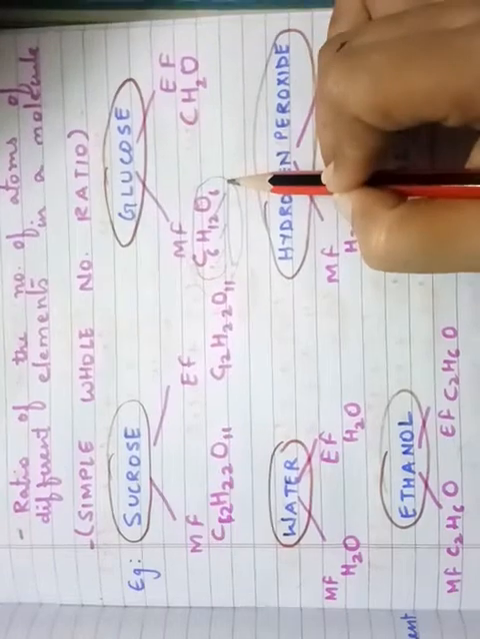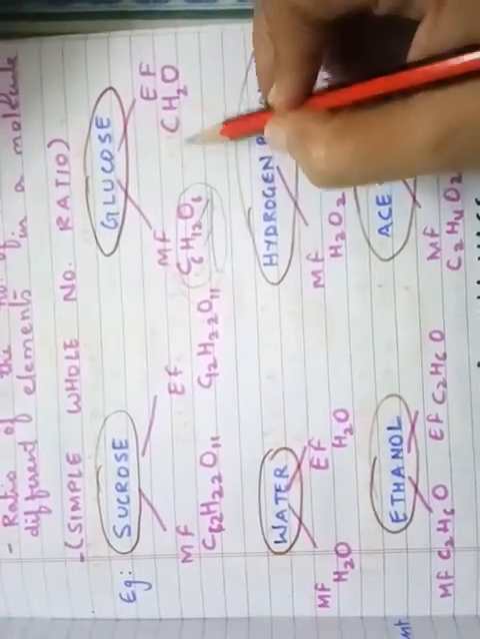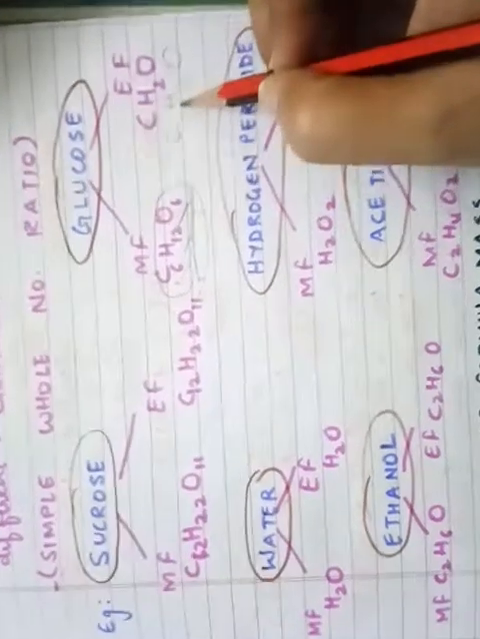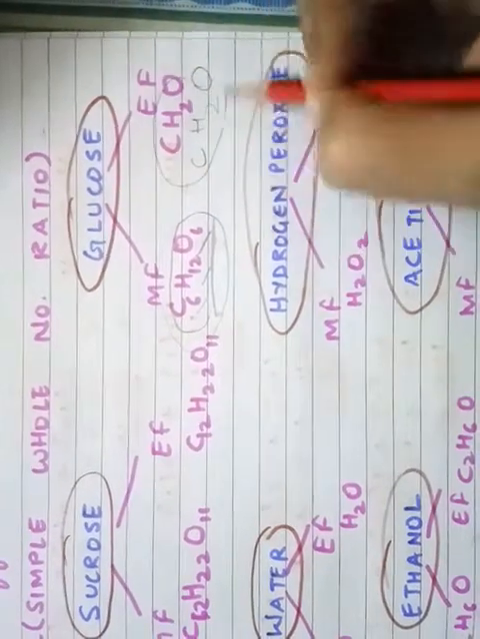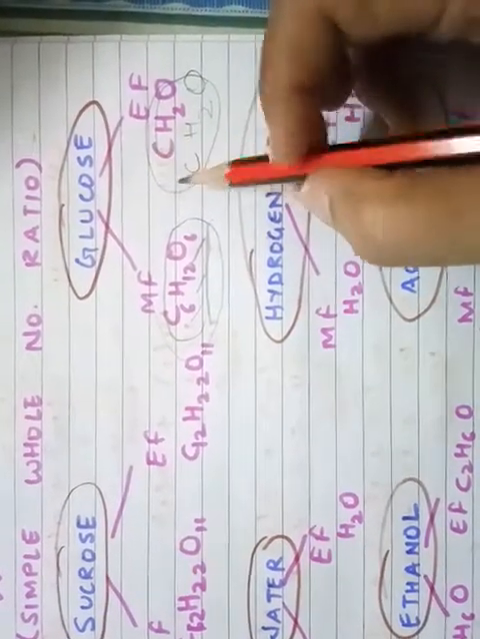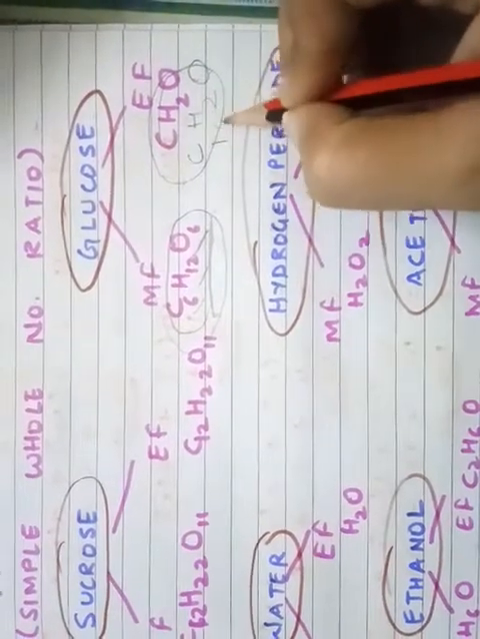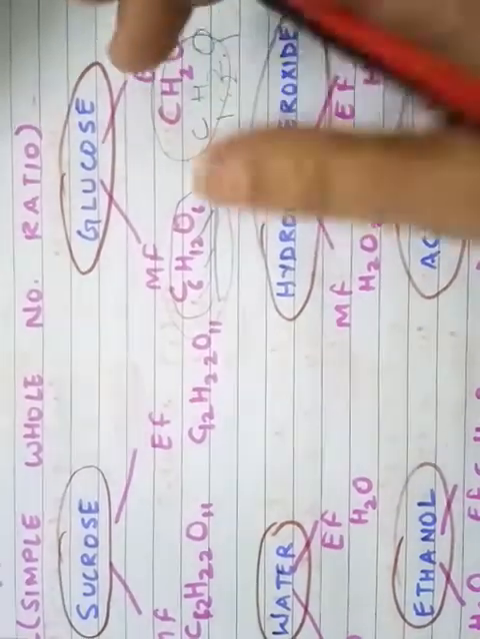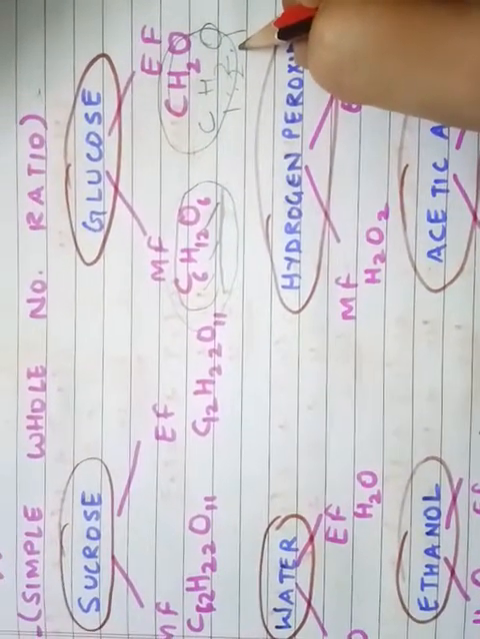Now here you can see the simple multiple. You have a common multiple over here, 6. So you can divide it by 6. So you get CH2O. So for one carbon you have 2 hydrogen and 1 oxygen. So this is called as empirical formula, which tells us about the ratios of the atom. So for one carbon, the ratio is 1:2:1. So this is an empirical formula that tells us about the ratio, the whole number ratio of the atoms of different element in a compound.